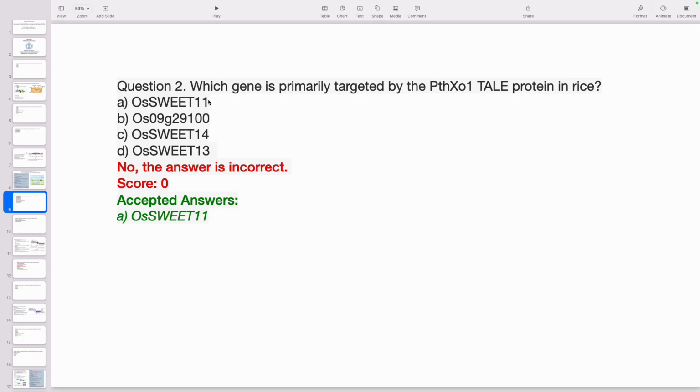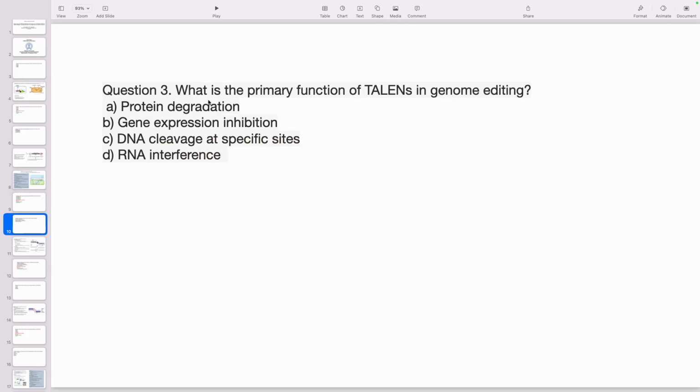So let's move to our next question, question 3. What is the primary function of TALENs in genome editing? Option A is protein degradation. Option B is gene expression inhibition. Option C is DNA cleavage at specific sites. Option D is RNA interference.